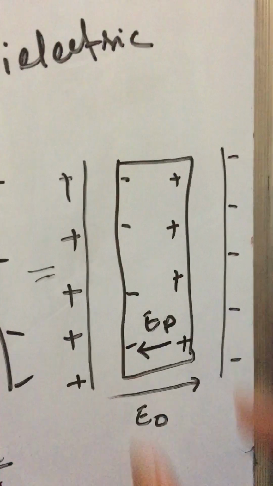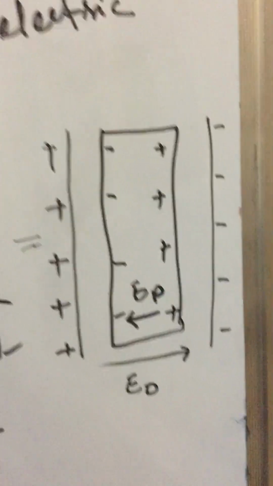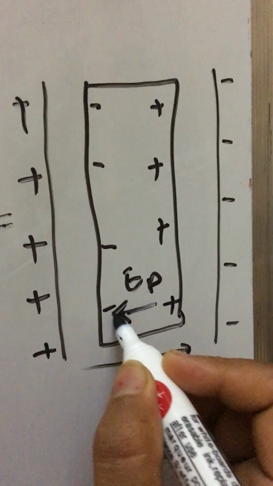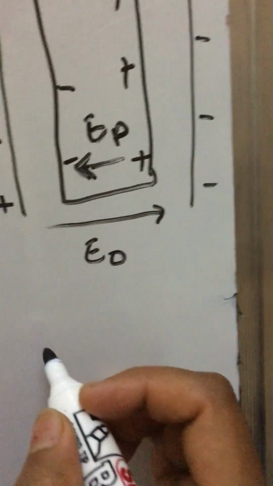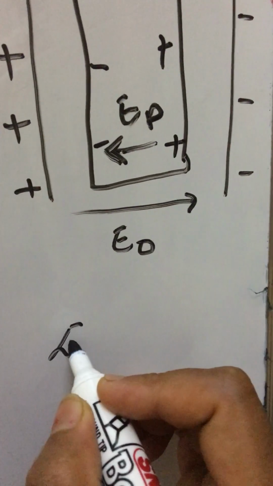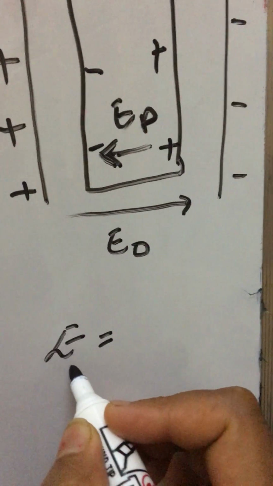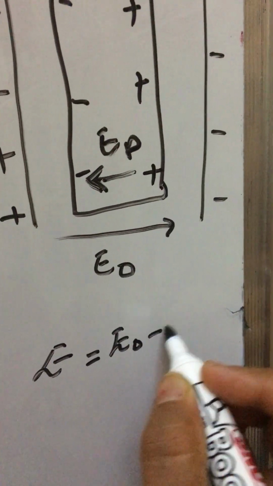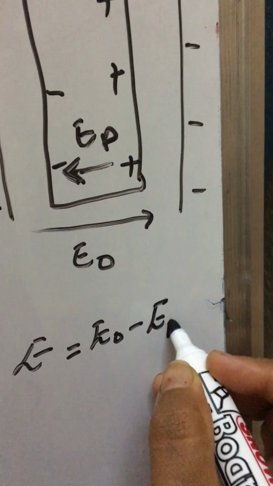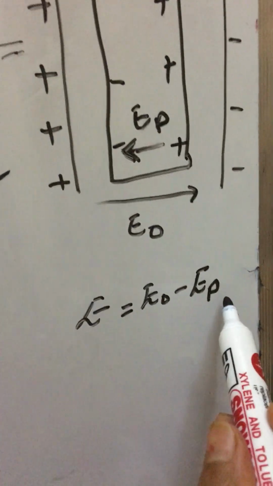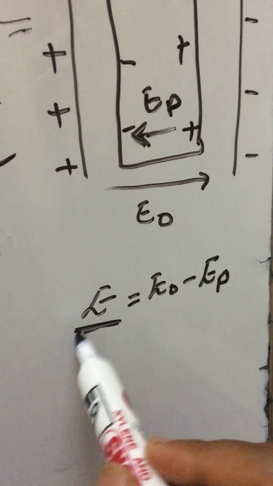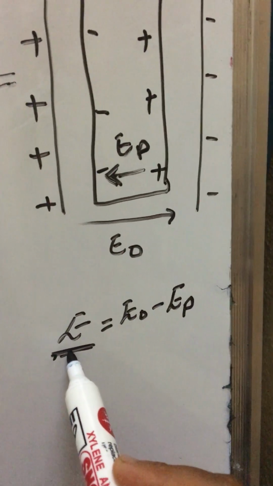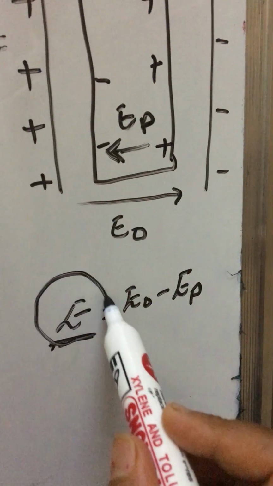So what happened within the dielectric? Okay, I'm talking about within the dielectric. How much is the electric field within the dielectric? Within the dielectric, the electric field is the outside electric field minus the electric field due to polarization. So the net field when the dielectric is placed gets what? Reduced. The electric field will get reduced.